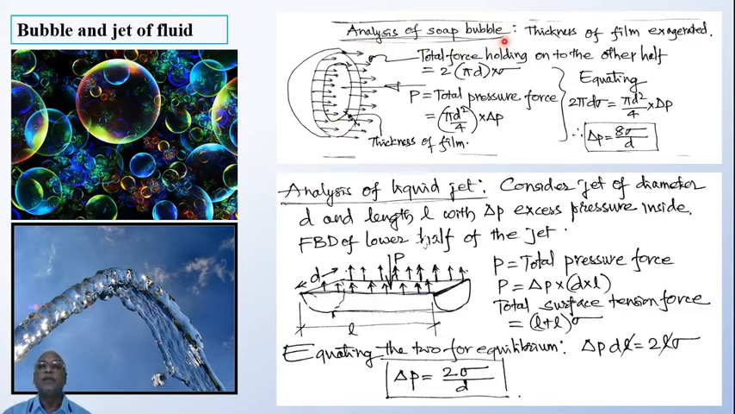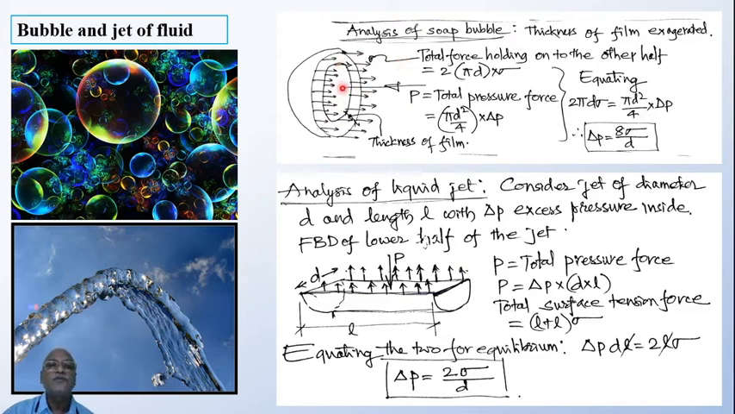Analysis of soap bubble. Now I have shown a soap bubble of diameter d. The thickness of the film is exaggerated slightly so that we can understand it is quite negligible compared to the diameter d. So there is a surface tension force which will be acting at a rate of sigma Newton per meter length. So the total force will be 2 times pi d, the inner and outer periphery, that is 2 times pi d multiplied by sigma. That is the force which will be holding on to the other half.